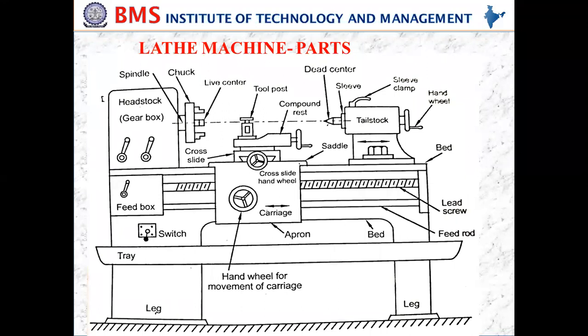And the lead screw is a long shaft with square threads on it. See here, this is the lead screw, which has the square threads on it. The rotation of the lead screw facilitates the movement of the carriage during the thread cutting operation. So these are the major parts which are discussed in the lathe machine.